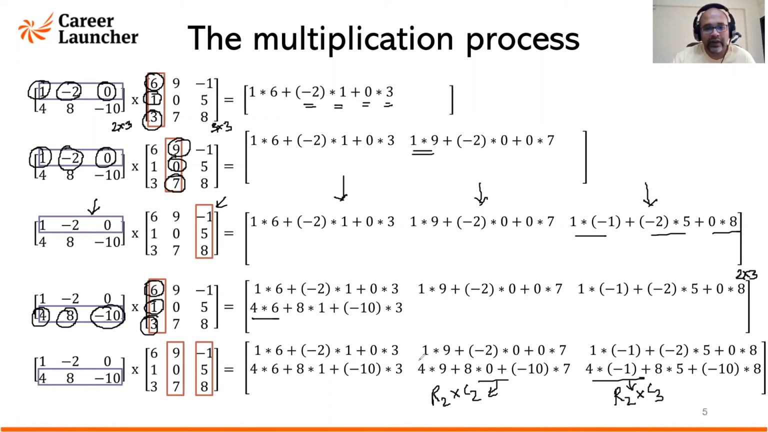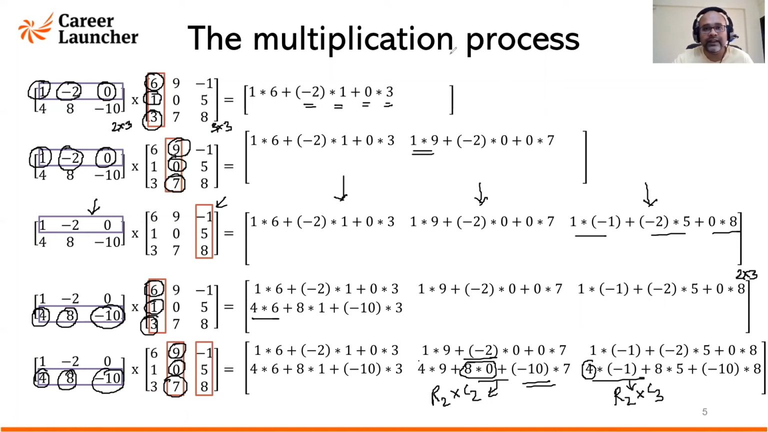So 4 into 9, where did you get this 4? 4 came from here and 9 came from here. 8 into 0, you got it from 8 and 0. Similarly, negative 10 and 7. And in the likewise manner, you write the 4 and negative 1. This 4 again from the row 1 and negative 1 from column 3 and so on and so forth.